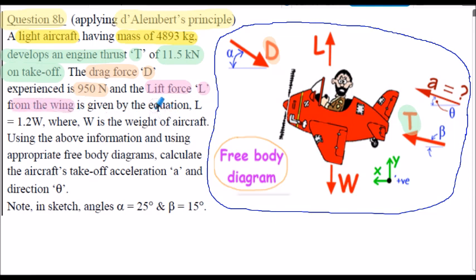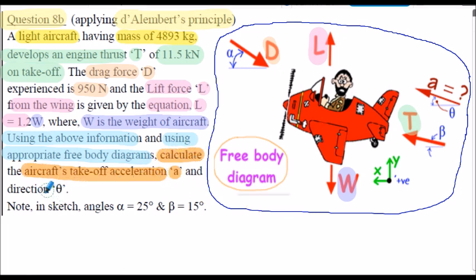That's given by the equation lift force L is equal to 1.2 multiplied by W, where W is the weight of the aircraft. So the lift force generated by the wing, shown here acting upwards, and the weight force of the body, shown here acting downwards. So using the above information and also appropriate free body diagrams, we have to calculate the aircraft's takeoff acceleration, labelled A, and its direction, theta.